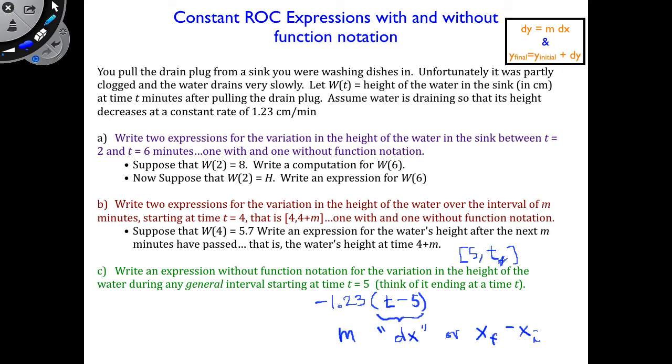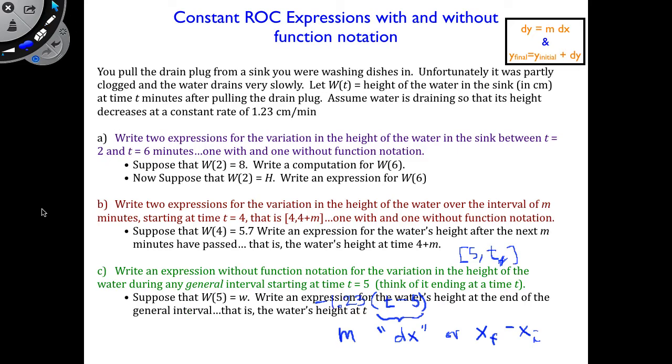So if I then said, all right, let's say that the height of the water at time 5 was, and then I give you a number, we could find the height of the water by any general time t in the future, same way as before. So if the height of the, and sorry, this is kind of in the middle of that, I'm going to rewrite it.